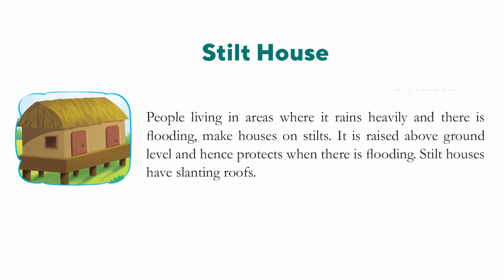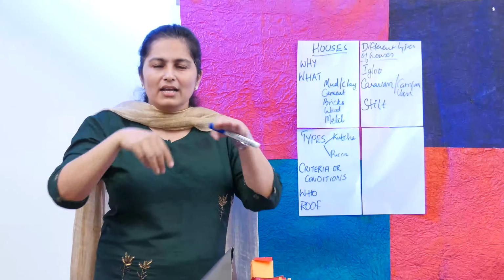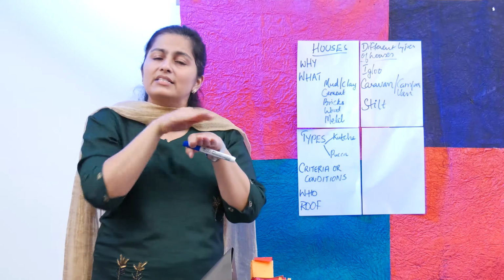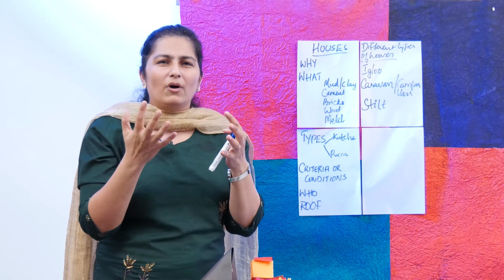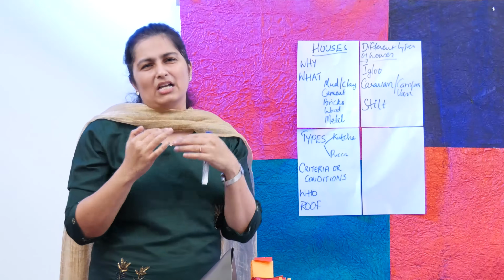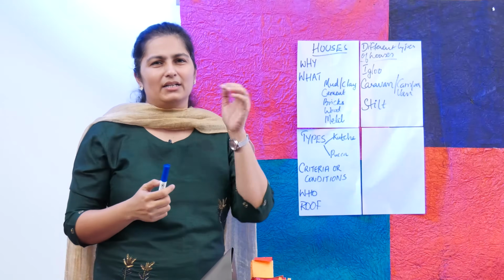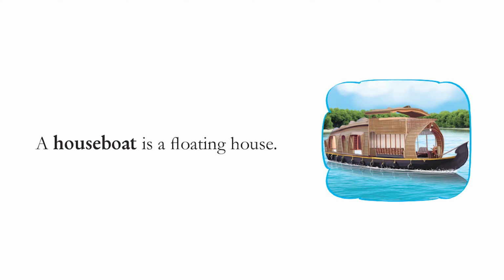stilt house. Now these are houses that are placed on wood. There is a complete house and then there are sticks on which the house stands. So this is mostly found in places where there is water logging or chances of flood, so that water doesn't go into their houses. Then the next kind of house is a houseboat.